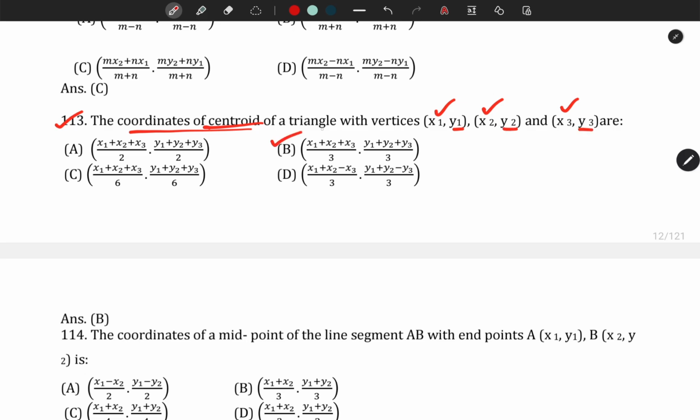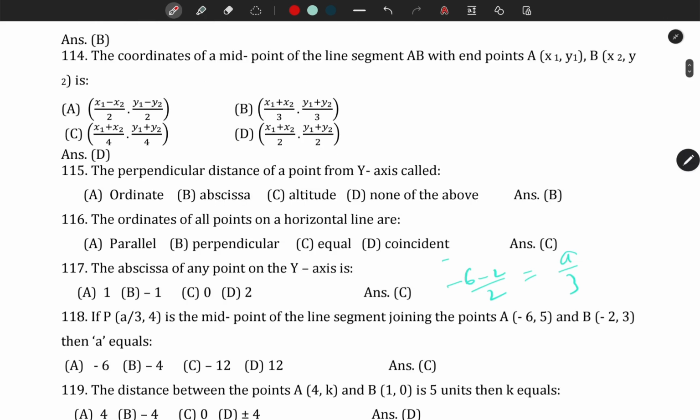So the correct option, the centroid, is given by this formula: x1 plus x2 plus x3 divided by 3, comma y1 plus y2 plus y3 divided by 3. Next one, coordinates of the midpoint formula, we add and divide by 2, x1 plus x2 divided by 2, then y1 plus y2 divided by 2. So the correct option is x1 plus x2 divided by 2, comma y1 plus y2 divided by 2.